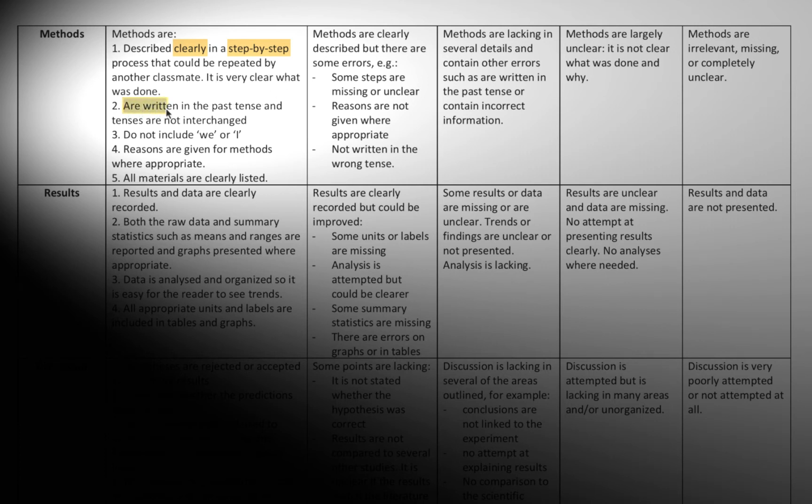Very important that we write it in the past tense because it's what you did, and don't interchange your tenses. Now, I think the best methods don't have "I" or "we", and it's more like "this was done, the dog was given this." And give reasons for your methods if appropriate. So for example, if you removed a dog from the study, why did you do that? Why did you use a particular type of material or instrument over something else, if it's appropriate? And then list all of your materials. It's nice to give a list at the beginning, but you can also include it within the description of your methods.